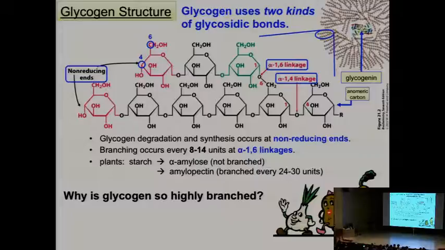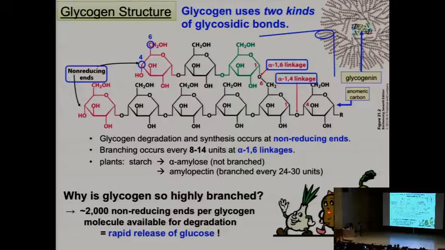What is the benefit of having all of these branches? Does anybody have any stabs? Yeah. Yeah, you can get more glucose more quickly and you have lots of branches to pull it from. Exactly. That is totally right.